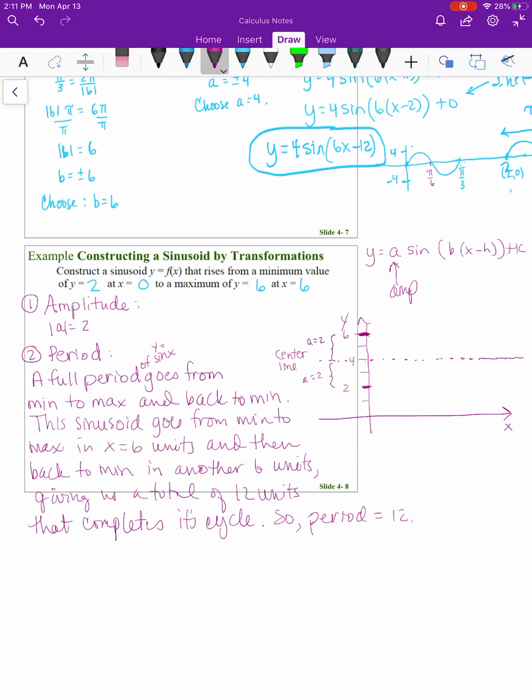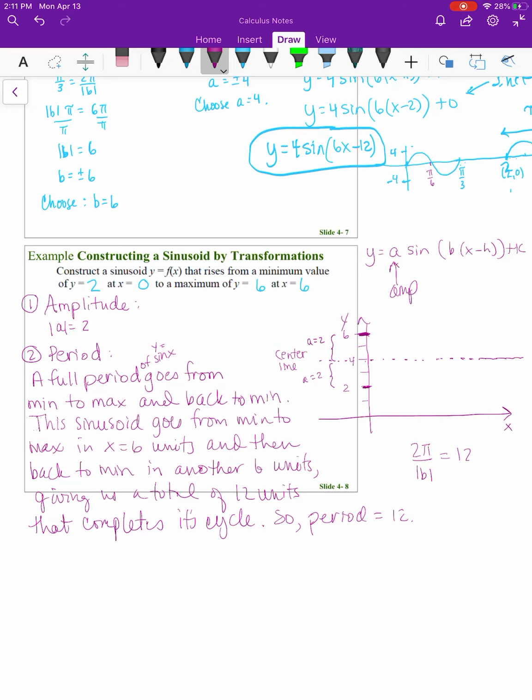Okay, I wrote this out because I guess you guys could have replayed it, but I felt like we just had to talk about it. So one full period for the sine function goes from min to max and back to min. This sinusoid goes from min to max in x equals 6 units and then back to min in another 6 units, giving us a total of 12 units that completes its cycle, okay?